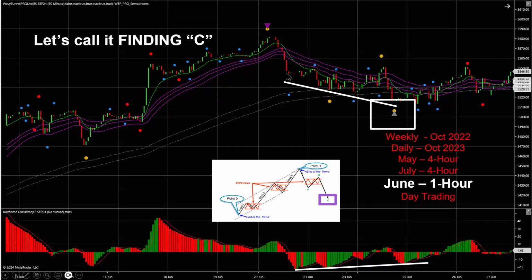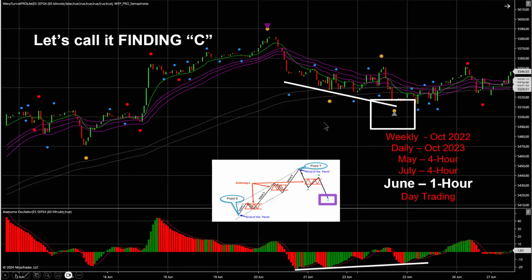Same thing. You also have this divergence. You have divergence down here when price makes a new low and the awesome oscillator makes a higher low. So you have to look at a few things to recognize that we have seen a bottom and a turning point. So that was on the 1-hour chart in June.